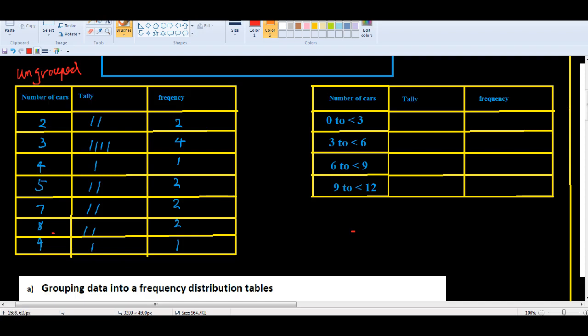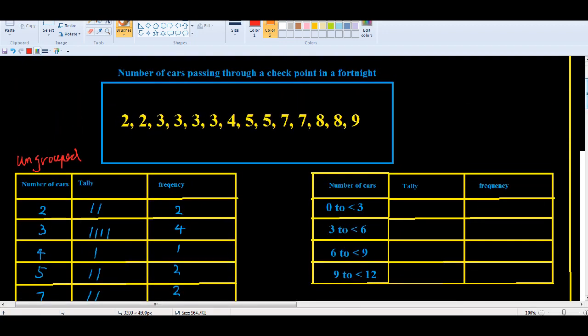But sometimes there are too many data. If it's not just 7 different types of data, possibly if there are 20 something or 30 something different numbers of cars passing through that checkpoint, then if you write them one by one, that would be a very long list, and the tabulation is not easy to understand. So another way to do it is using the table on the right hand side. This is what we call grouped data.